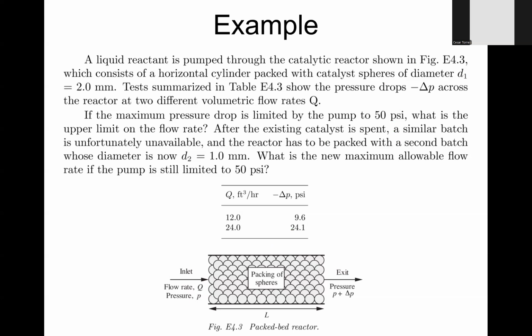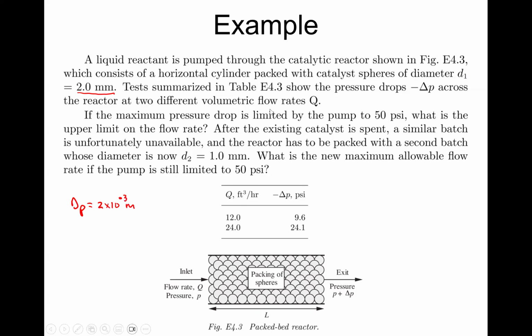Now, this is a bit of a more complex problem. Now we're talking about the different parameters within the packed bed. So you have a liquid that is pumped through a catalytic reactor that is shown here. There's spheres and consists of a horizontal cylinder. The spheres have a diameter of 2 millimeters. So this is our D sub P, 2 times 10 to the minus 3 meters. And you have these values showed.